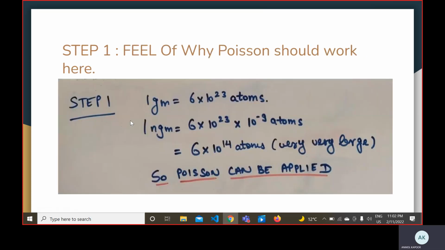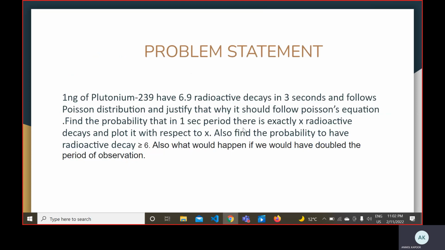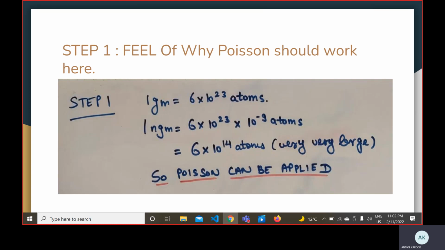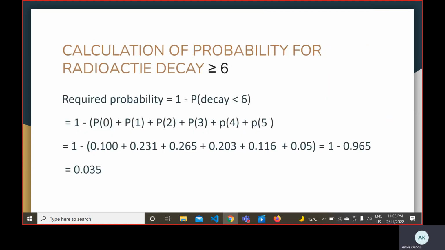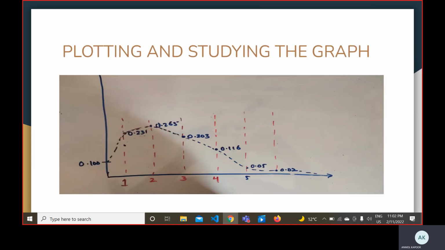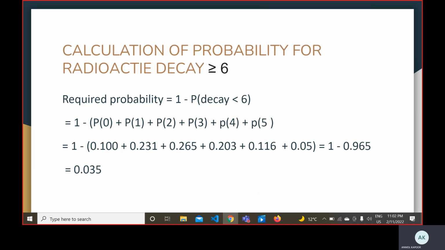Also, continuing to the question, we are required to find the probability to have radioactive decay greater than or equal to 6. We know that probability of x is equal to 1 minus probability of x complement. Therefore, required probability is equal to 1 minus probability of having decay less than 6. So 1 minus (p0 plus p1 plus p2 plus p3 up to p5). Putting the values from the graph itself, we got our required probability to be equal to 1 minus 0.965, which is equal to 0.035, which is very much low.